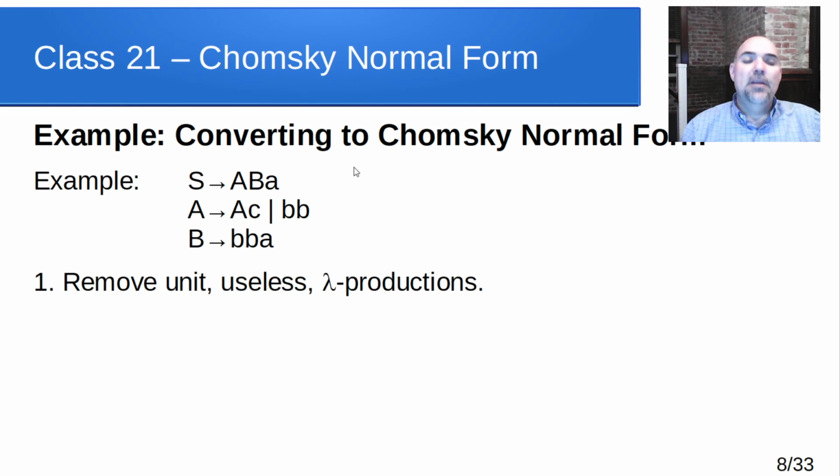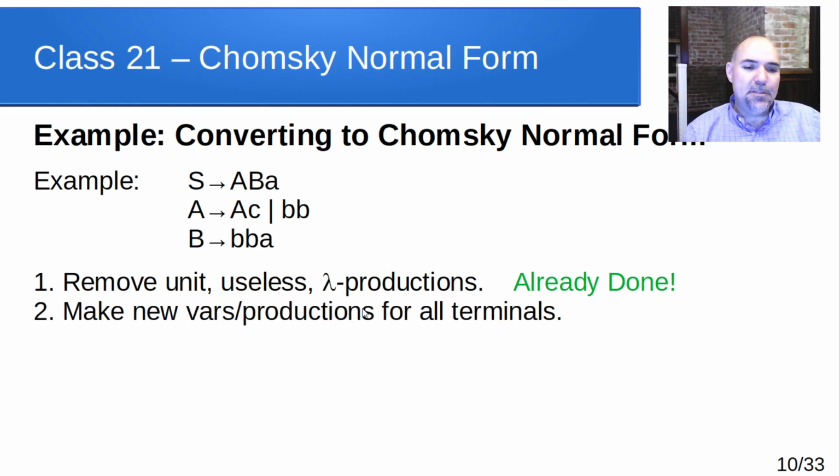So step 1, remove unit productions, useless productions, and lambda productions. Well, first off, there are no unit productions. There are no lambda productions. And there are no useless productions. So step 1 on this one was easy. It's already in a form where it doesn't have unit productions, useless productions, or lambda productions. So we're good there. If we did have one of these, we would just go through the method that we learned 2 classes ago to get rid of those. But in this case, we don't have to worry about it.